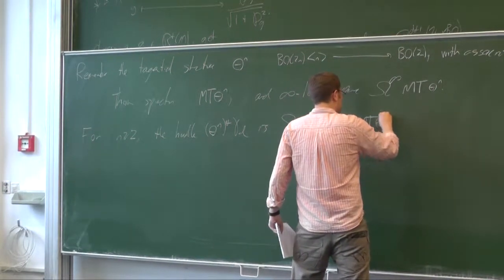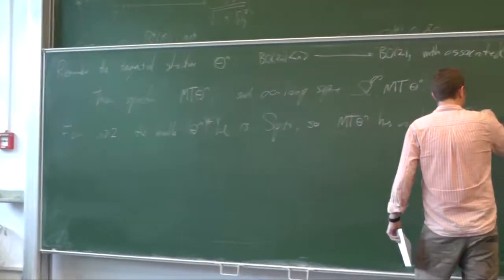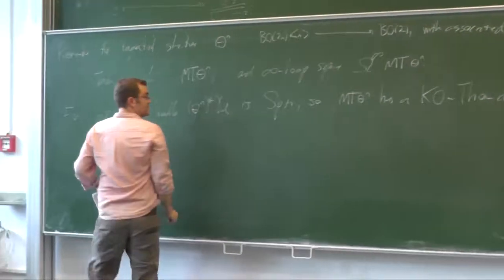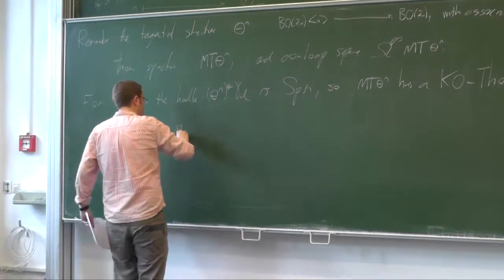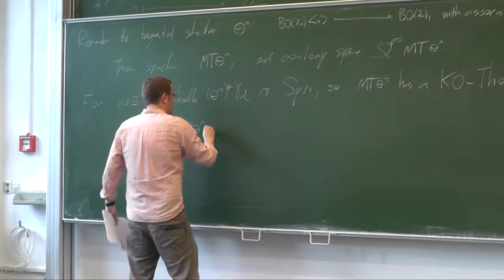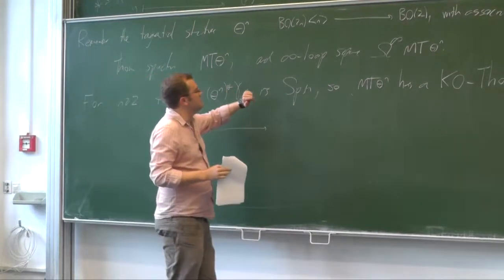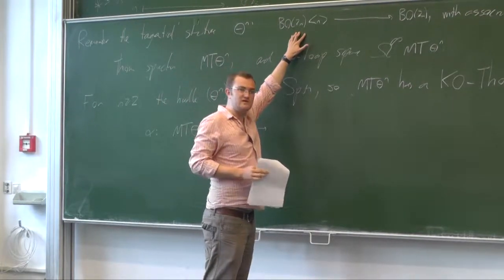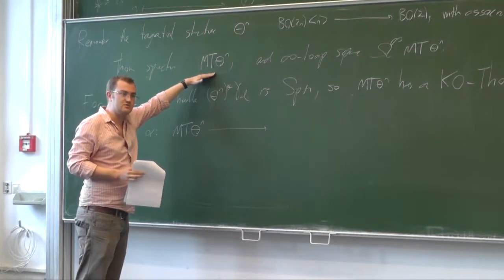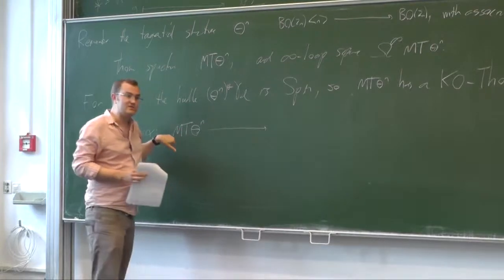So MT theta n has a KO Thom class, which I think I call something like alpha. And now you have to be careful here. Remember, the bundle this classifies is 2n dimensional, and we take the Thom spectrum of minus that one, or its orthogonal complement. So the Thom class is in degree minus 2n.